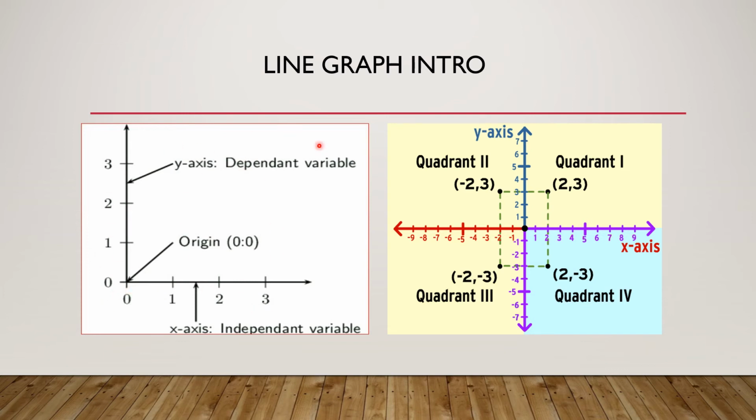This is known as a Cartesian plane. The horizontal line shows the x-axis and the vertical line shows the y-axis. Where the two lines meet, this point is known as the origin.